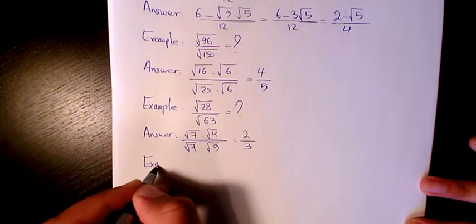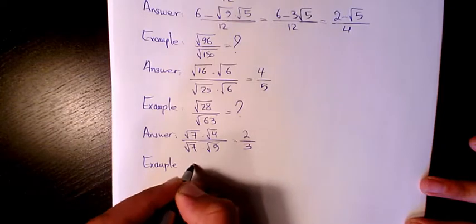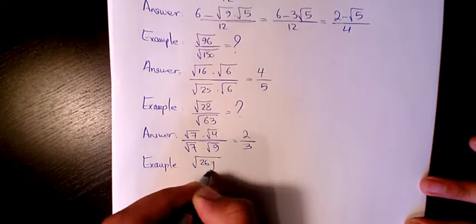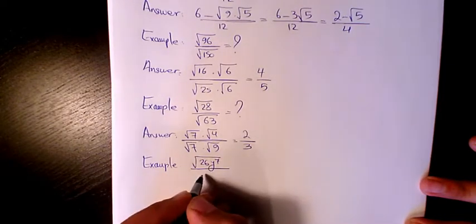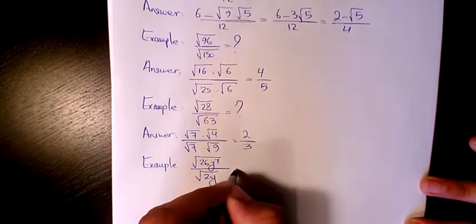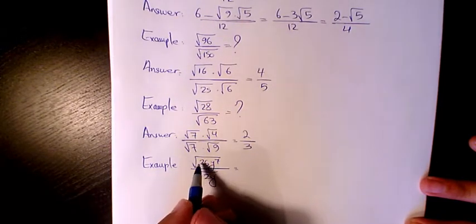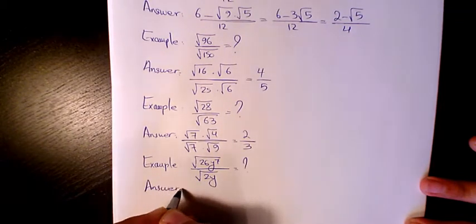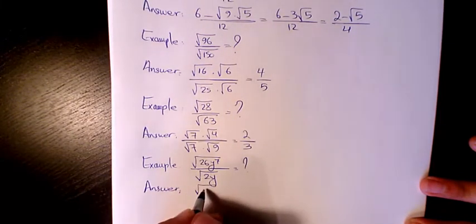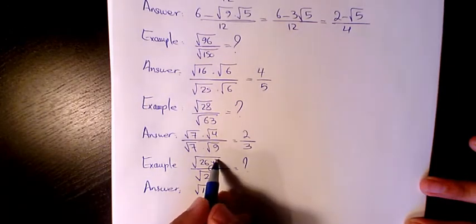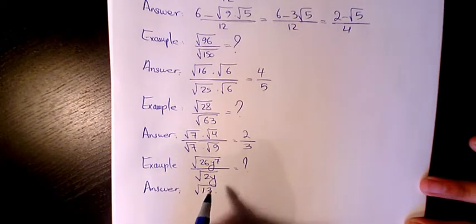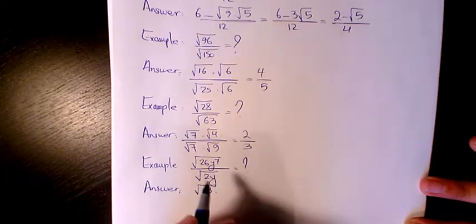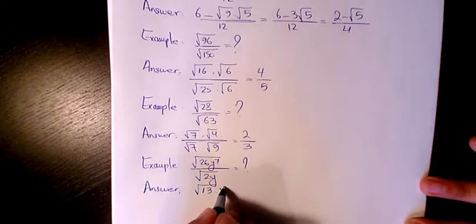Next example, we have root 26 y to the power of 7 divided by root 2y. That makes it, the answer is, 26 divided by 2 is root 13. Y to the power of 7 divided by y is going to be y to the power of 6, and the square root of y to the power of 6 is y to the power of 3.